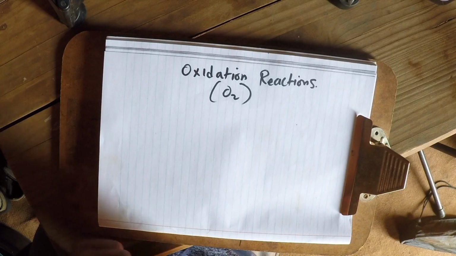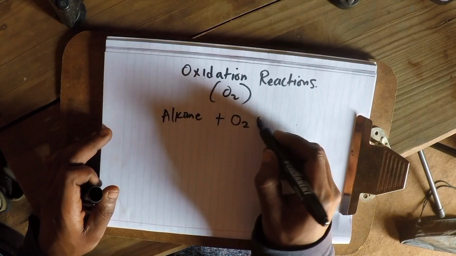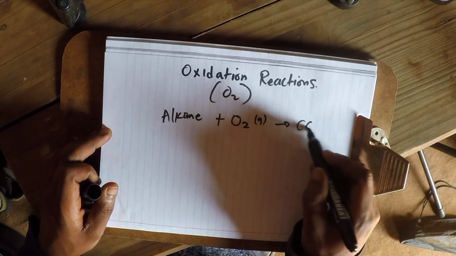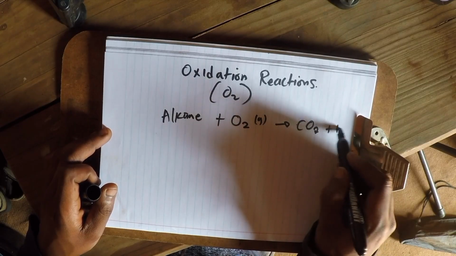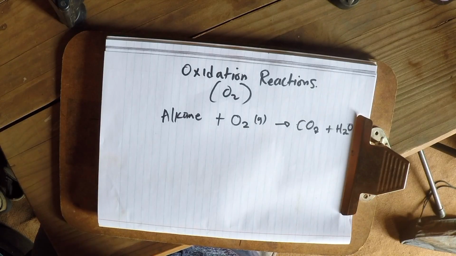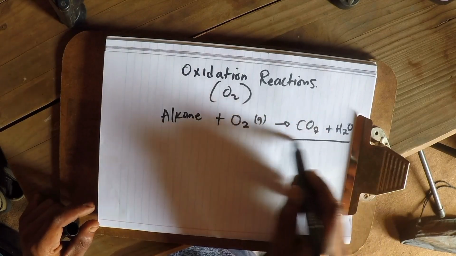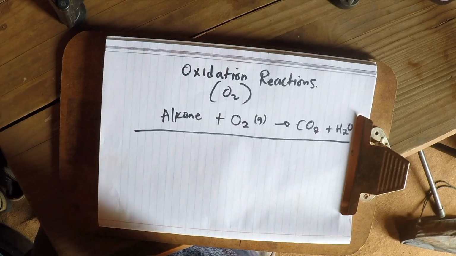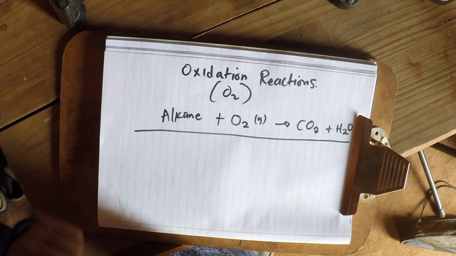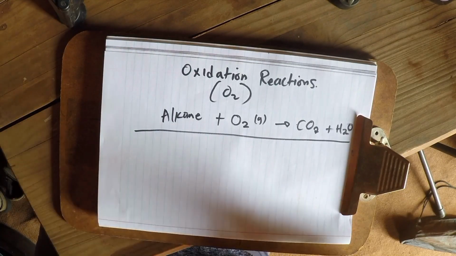Whenever you have an alkane that is introduced to oxygen gas, you will create carbon dioxide plus water. So this is the reaction that you will have during an oxidation reaction. These are quite rare in examinations for now, so we are going to focus on the rest of the 3 in more detail. But oxidation is also one of the reactions that are part of organic chemistry.